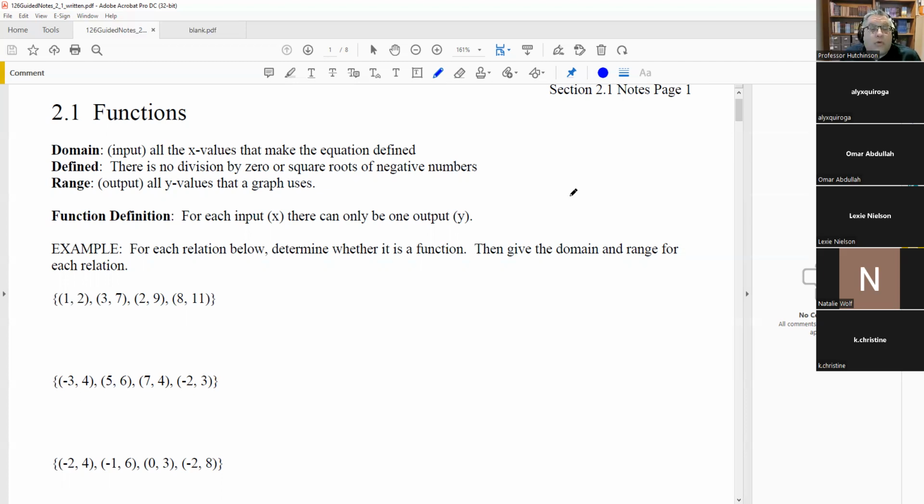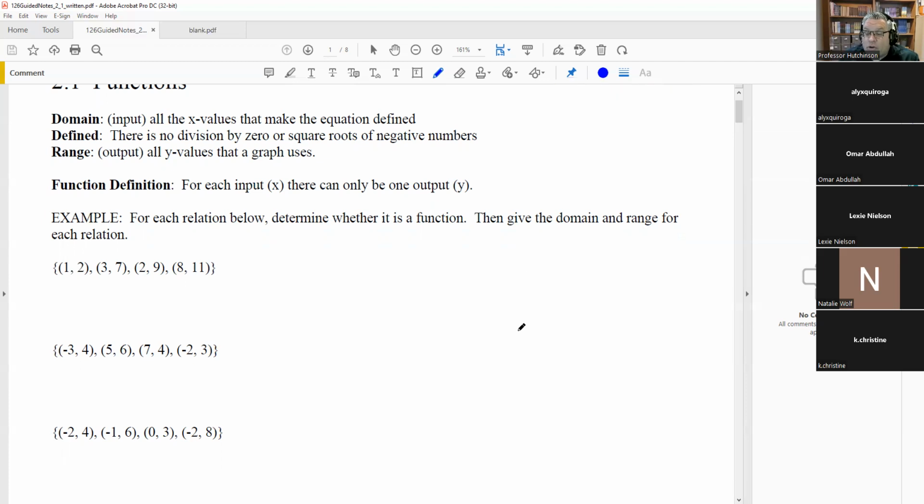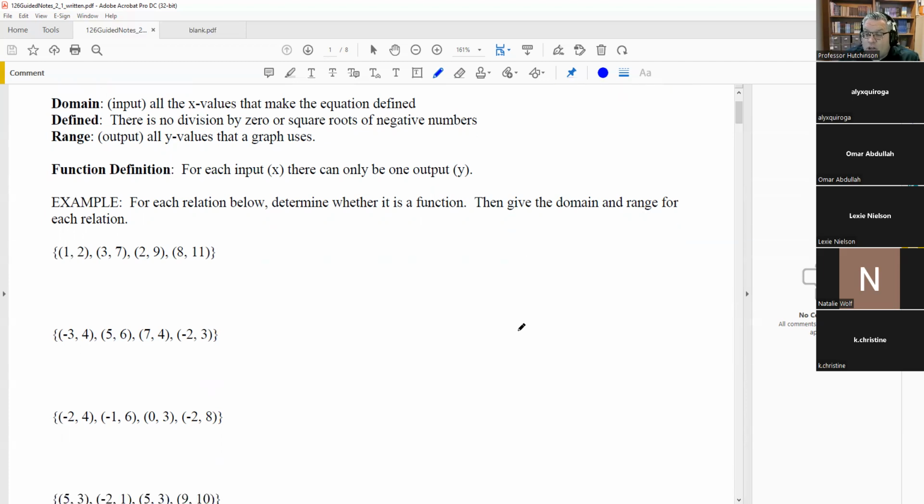We're going to take a look at several different ways to determine a function. We're going to look at a set of points that we have down here. We're also going to look at a graph. We're going to look at the equation, and that's going to allow us to know whether we have a function or not. So we're going to take a look at this particular example here.